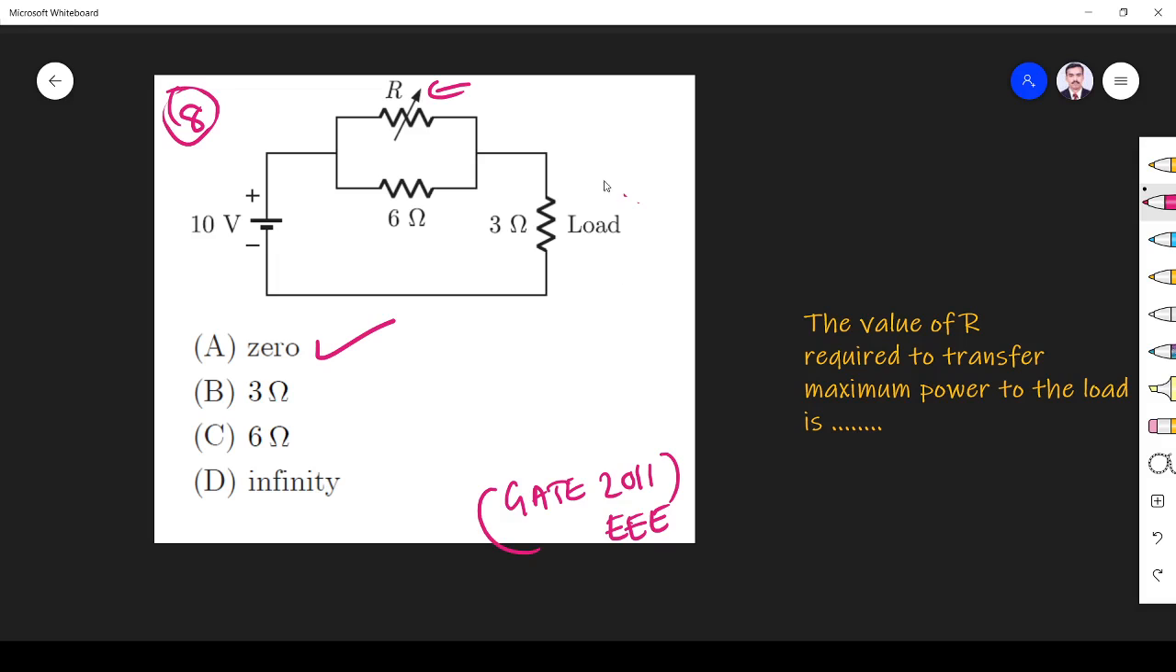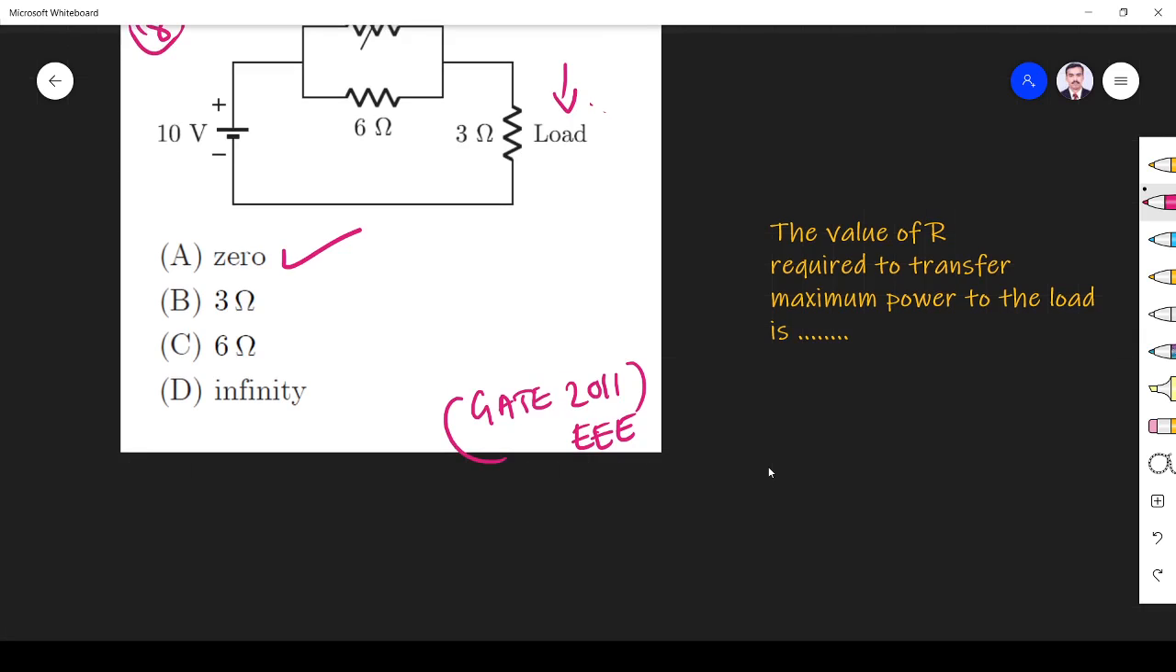Next one, the value of this resistance R required to transfer maximum power to the load. This is the load, right? For the maximum power transfer theorem, we know that after simplification, with this being R and this being RL, R must be equal to RL. So I want to find RL, which must be equal to this one. Let me do that.